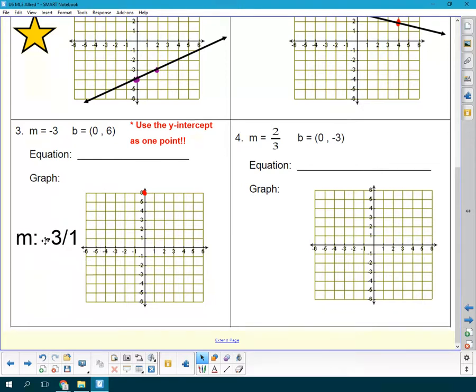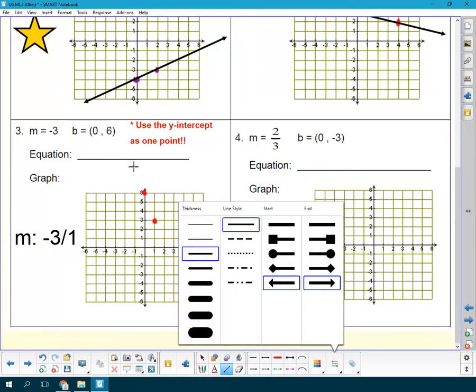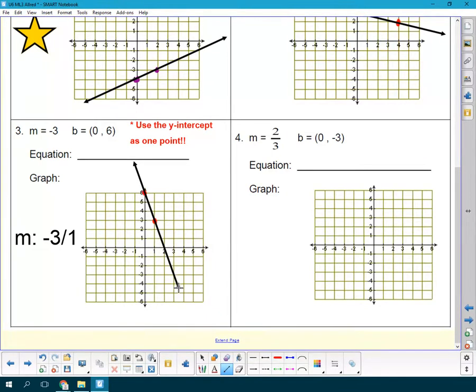But if you went down 3, 1, 2, 3, and over to the right 1, that would give you a negative slope, and you might have a line that looks kind of like, maybe exactly like this there on your screen. Maybe that's what your line looks like. But you might have a slope of -3 with the point of the y-axis at 6. Your equation might say y equals -3x plus 6. That would be our equation in slope-intercept form there for number 3.